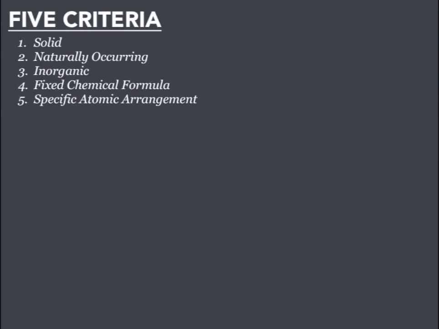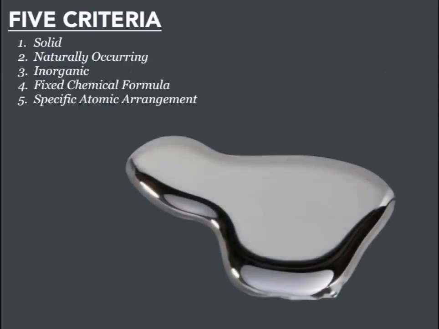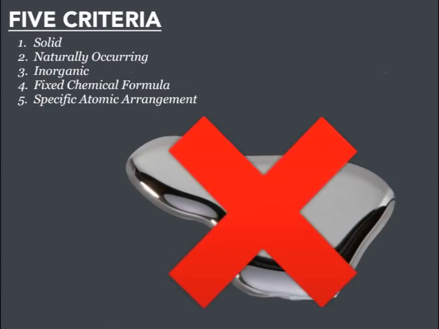So let's test ourselves a little bit. Here are those 5 criteria. Must be solid, naturally occurring, inorganic, have a fixed chemical formula, and a specific atomic arrangement. So, what about this pool of liquid mercury? Can this be considered a mineral? Well, if you look at criteria number 1, it says it must be a solid, and this clearly is a liquid, so sorry Mercury, you're not a mineral.